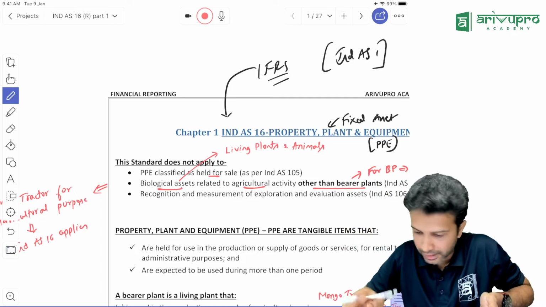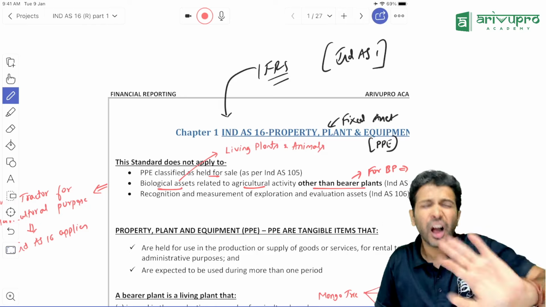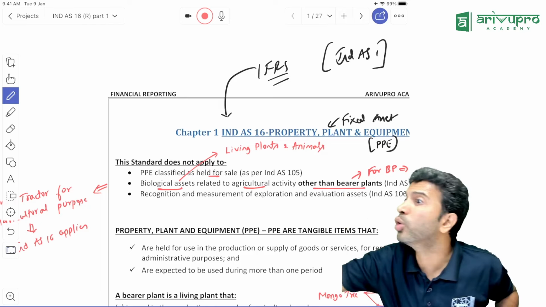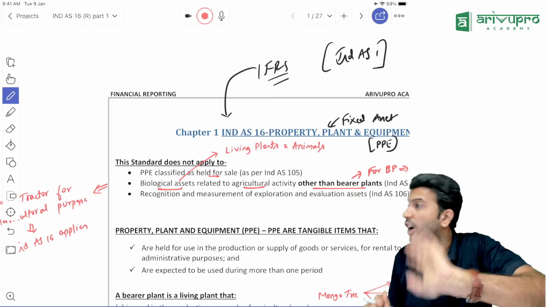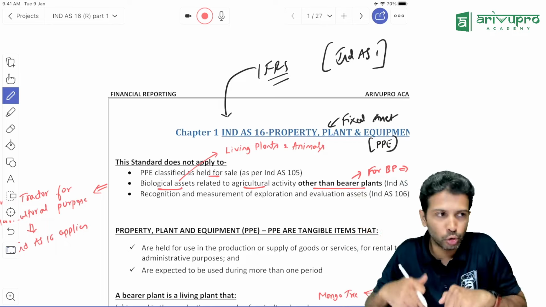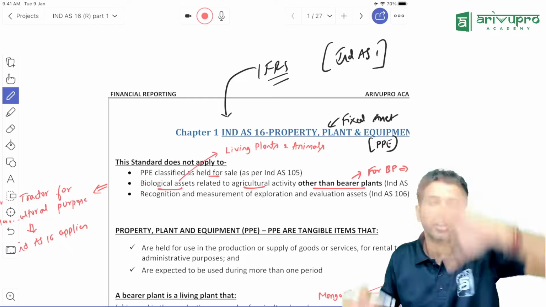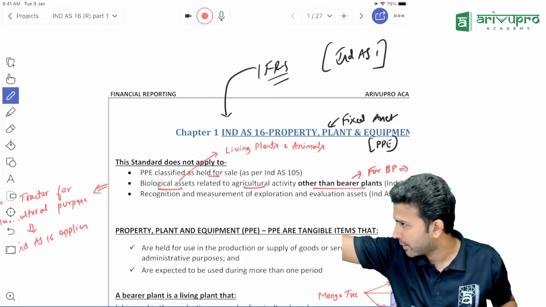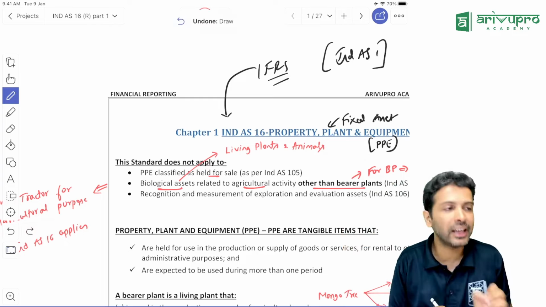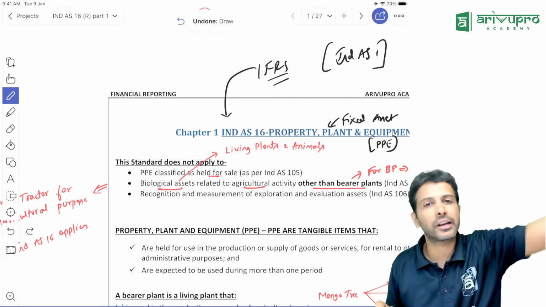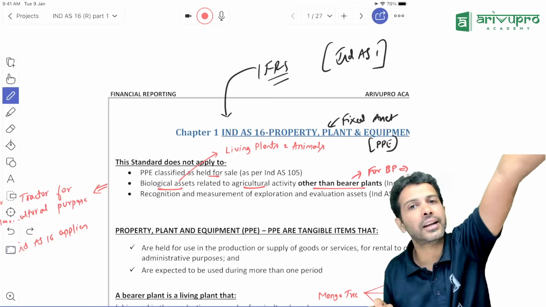Let's say I have purchased this iPad. I don't want to use it anymore. I want to sell it. Have I already sold it? No. But what is my intention? To use it or to sell it? Sell it. If you have any intention to sell a PPE, then we have a separate standard called Ind AS 105, non-current assets held for sale. So that standard will get triggered.